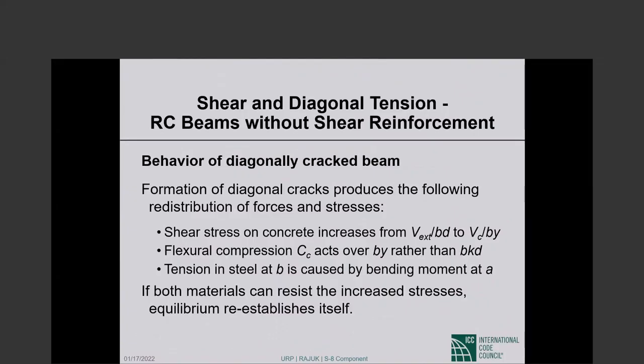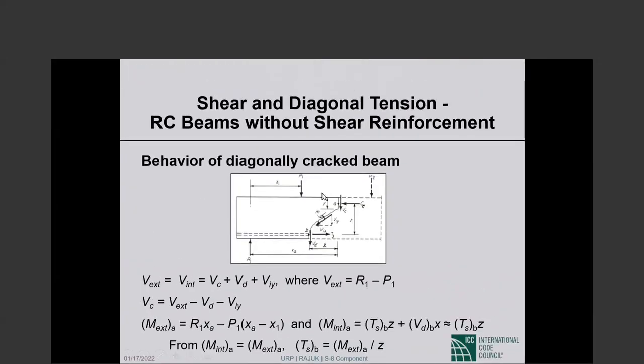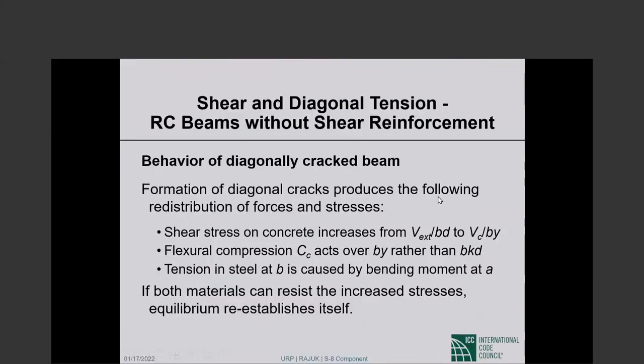So formation of diagonal cracks produces the following redistribution of forces and stresses. Shear stress on concrete increases from V external over BD to VC over BY. Okay, so before the diagonal crack, the shear was V external and the stress was that divided by the section BD. But after the cracking, the shear is the shear in the concrete, and the area of the uncracked concrete is B times Y. Okay, I don't know if I pointed out the Y distance here. So shear stress on concrete increases from flexural compression. C sub C acts over BY, the uncracked concrete section, rather than B times KD, which it would normally do before the diagonal crack opens up.